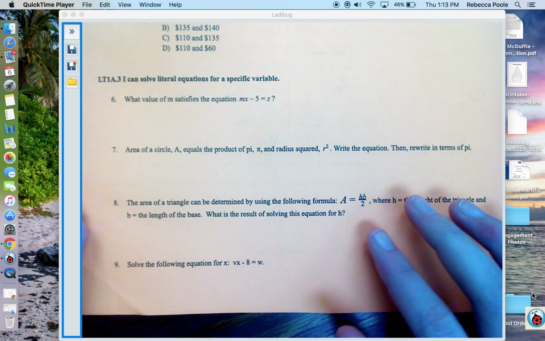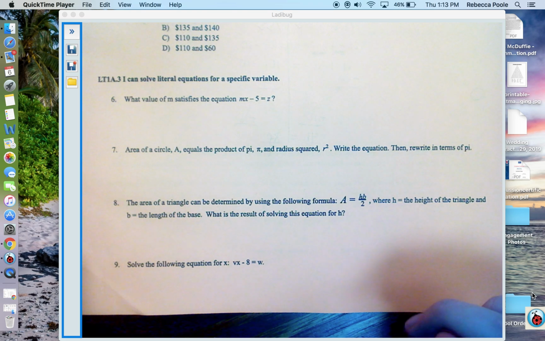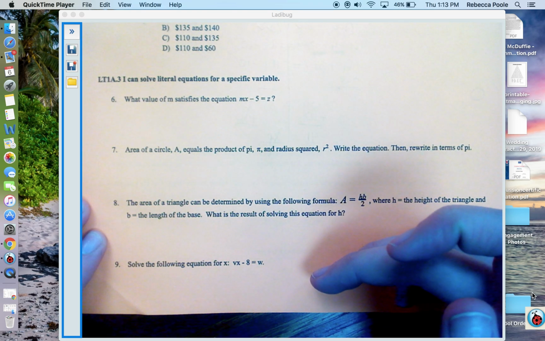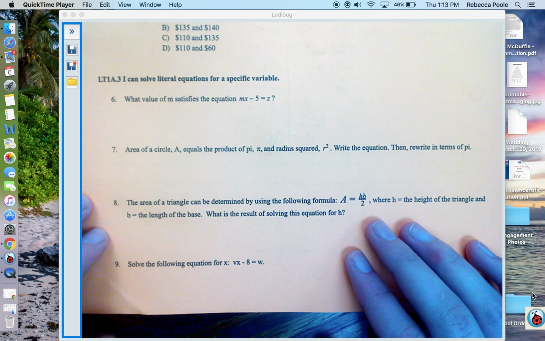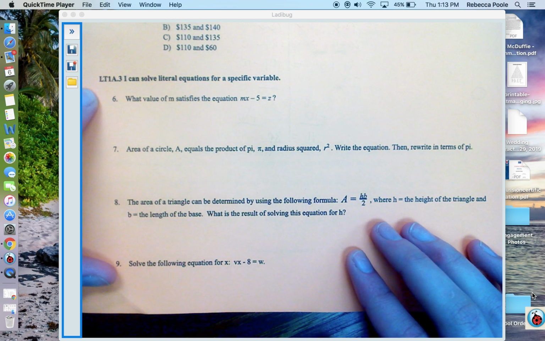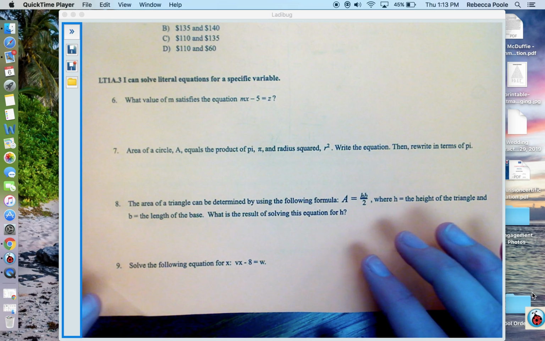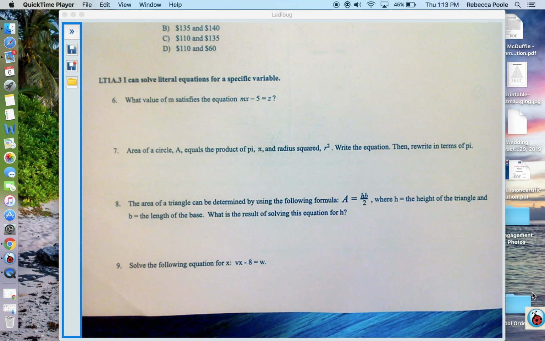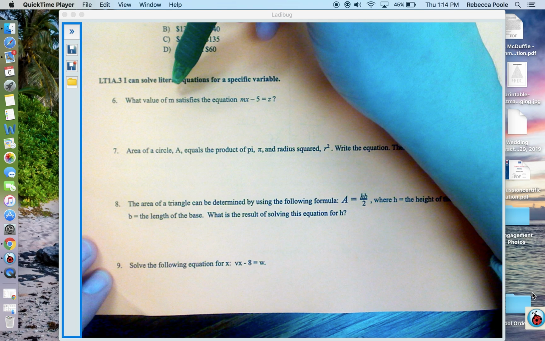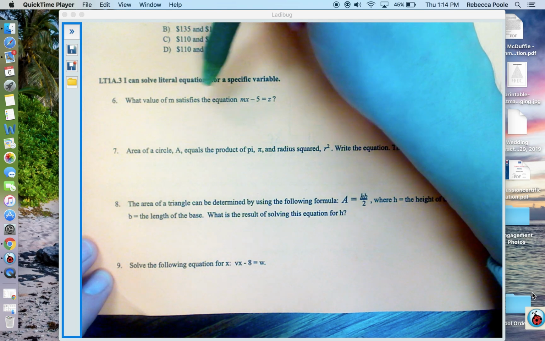Alright, so if you guys have been watching all these videos, we're helping you work out problems at home to study for your 1A test. So now we're going to be working out problems in this section for Learning Target 3, which says I can solve literal equations. For literal equations, you actually use the same steps as regular equations and inequalities.